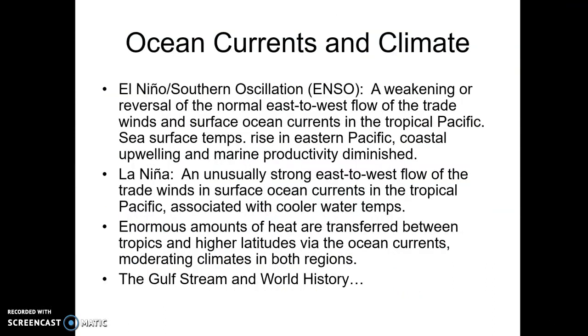Ocean currents and climate. With the El Nino Southern Oscillation, which is basically shifting pressures in the tropics, the El Nino is just a weakening or reversal of the normal east to west flow of the trade winds and surface ocean currents in the tropical Pacific. Sea surface temperatures rise in the eastern Pacific. Coastal upwelling and marine productivity are diminished during those years.